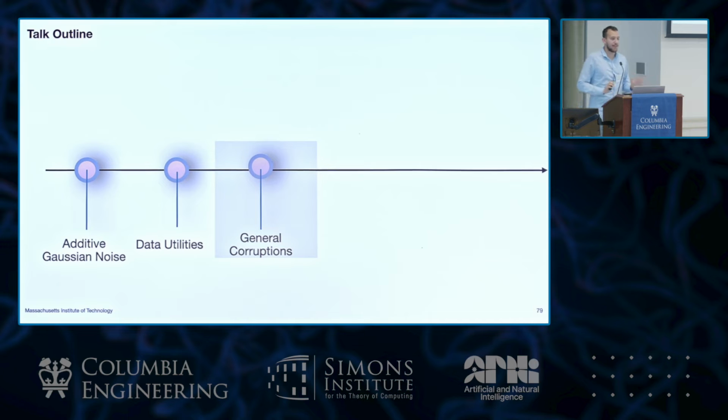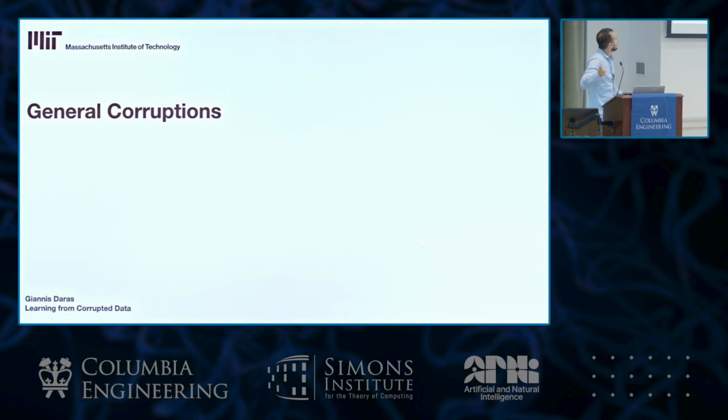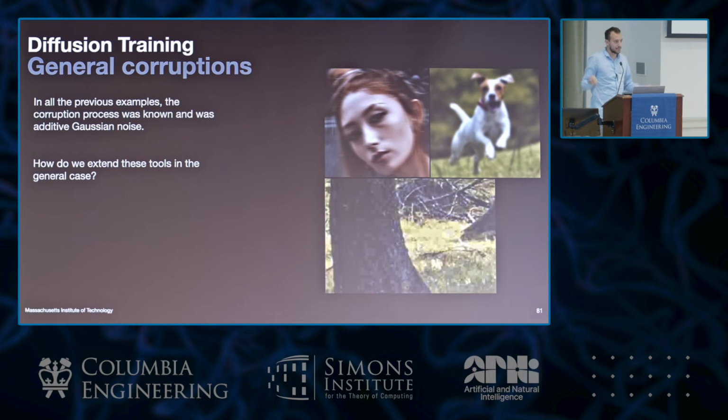Okay, so all of that is fun, but all of that is a toy. Because we're talking about additive Gaussian noise, we're talking about noise levels, and then there is a big leap of faith about how do you take these techniques and generalize them to arbitrary corruptions. Images on the web are arbitrarily corrupted, and we want to be able to use these images instead of filtering them out.